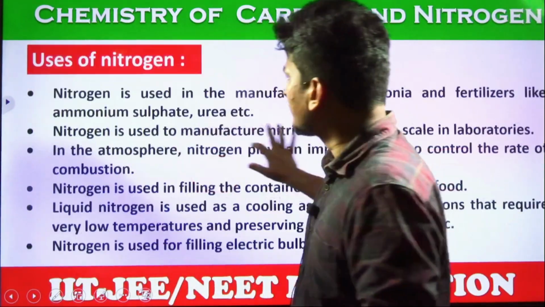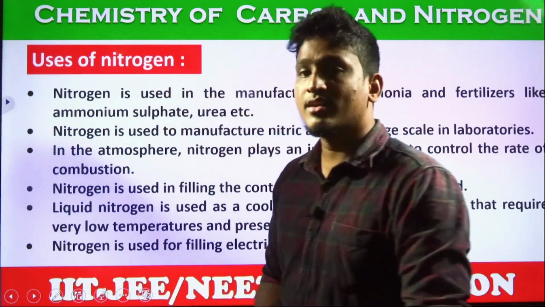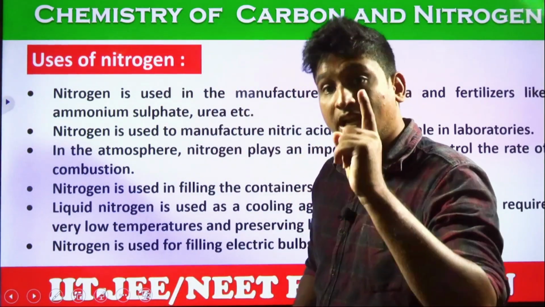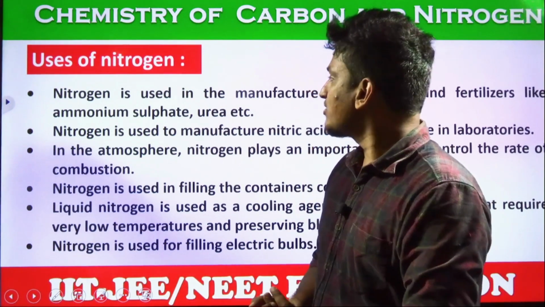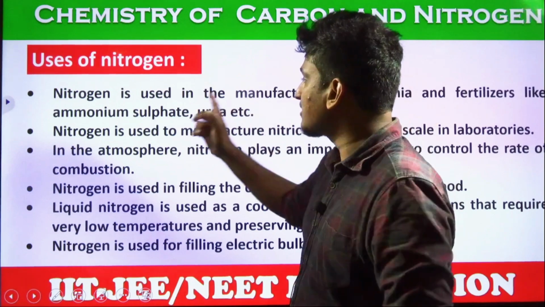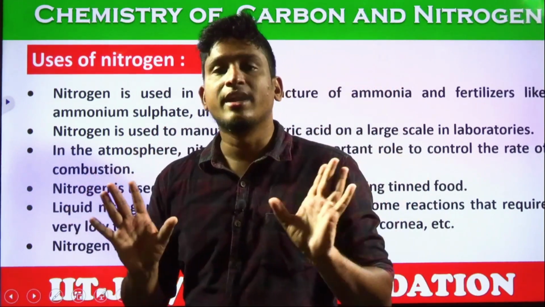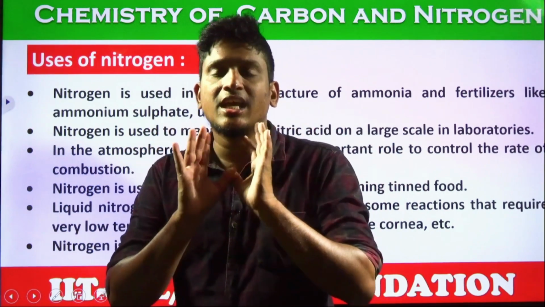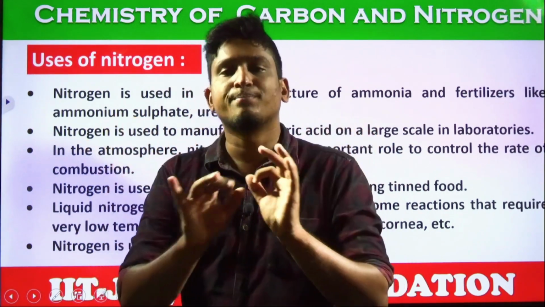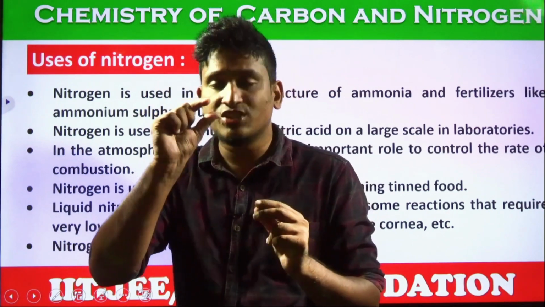Next. So, uses of nitrogen. What are the uses of this nitrogen gas? What is nitrogen? Is it N or N2? N2 we are talking about. So nitrogen is used in the manufacturing of ammonia and fertilizers like ammonium sulfate or urea, etc. This is the main use of nitrogen. Nitrogen is one of the key elements for plant growth. To synthesize protein, nitrogen is the key, essential element, students.